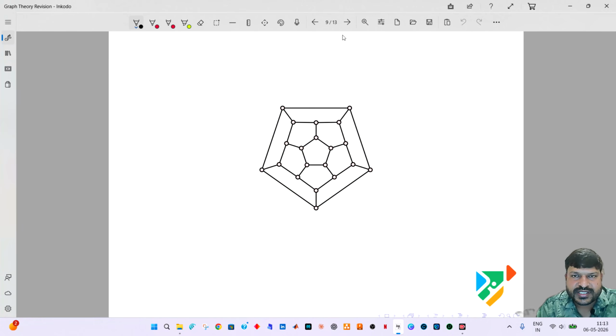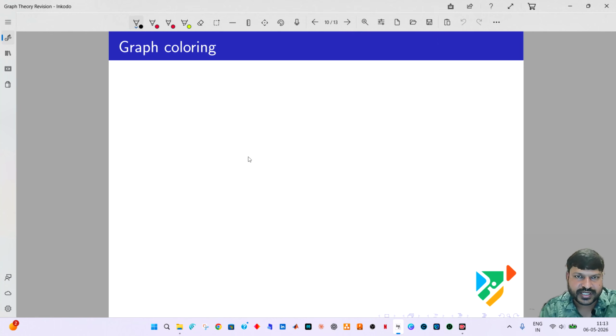This is just for the exercise. You can try to figure out whether it has a Hamiltonian cycle, circuit, Eulerian trail, or Eulerian circuit.